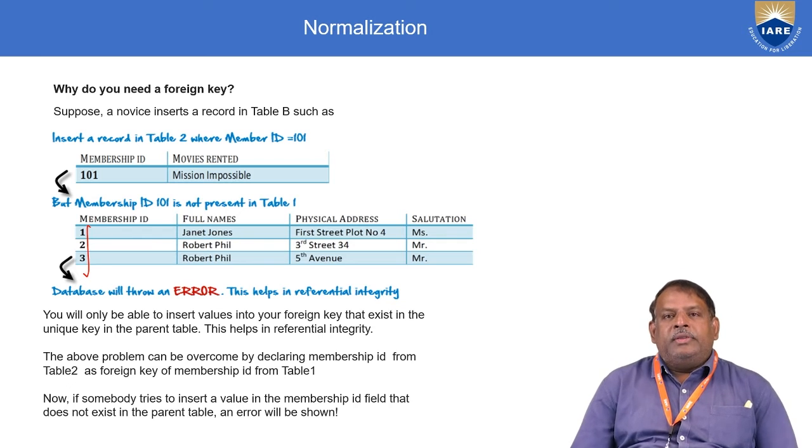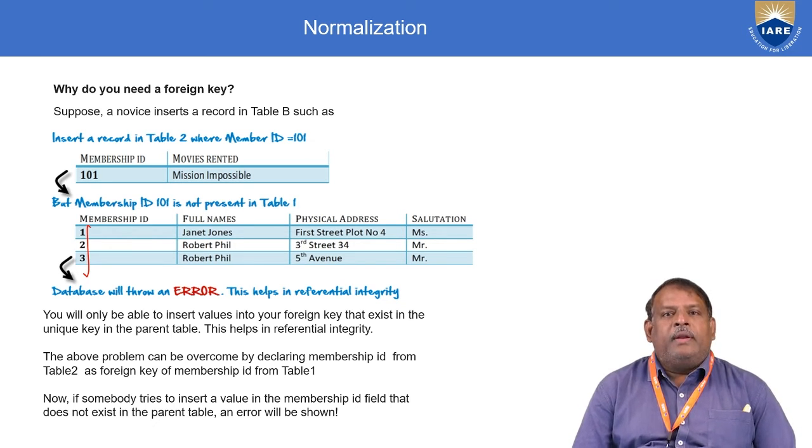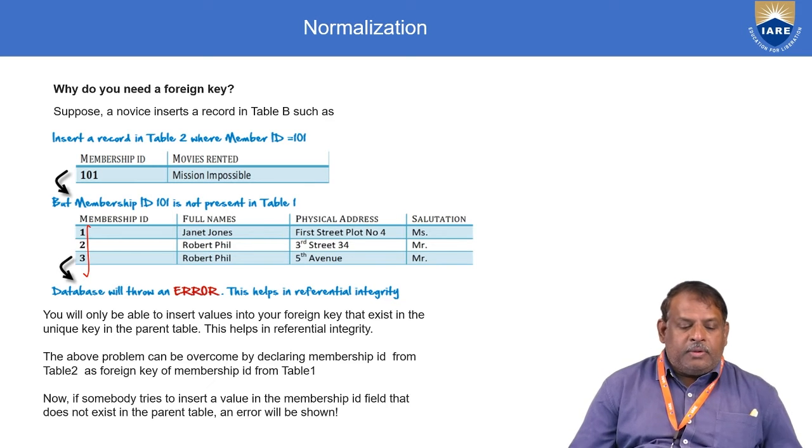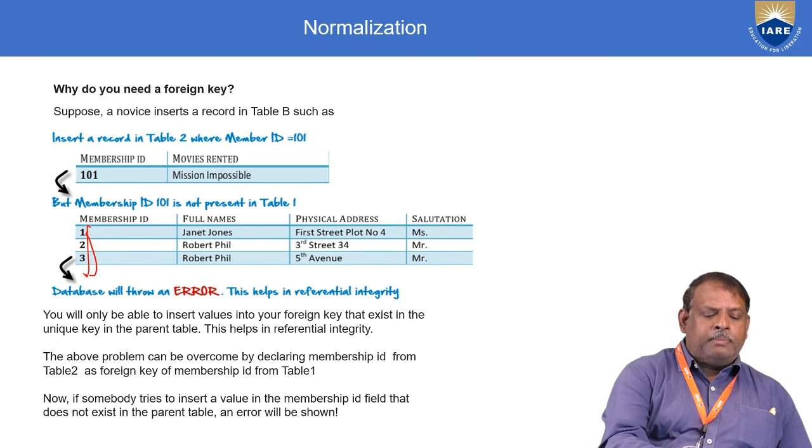You will be able to only insert values into your foreign key that exist in the unique key in the parent table. This helps in referential integrity. The above problem can be overcome by declaring membership ID from table 2 as a foreign key of membership ID of table 1. So in table 1, membership ID is the primary key.